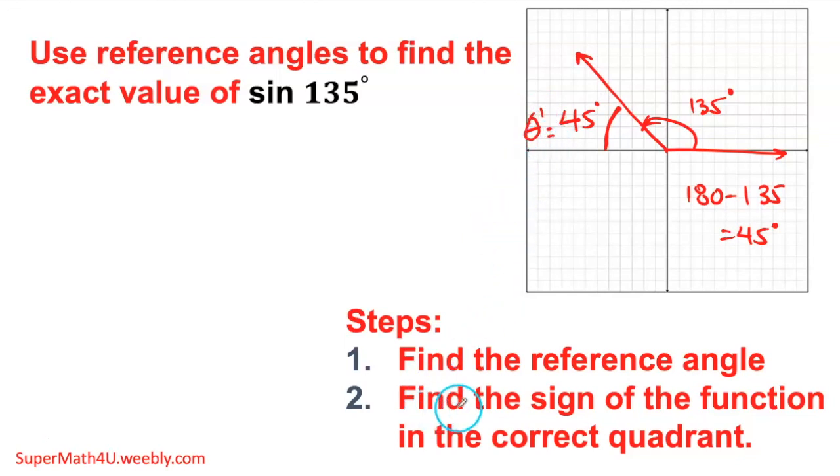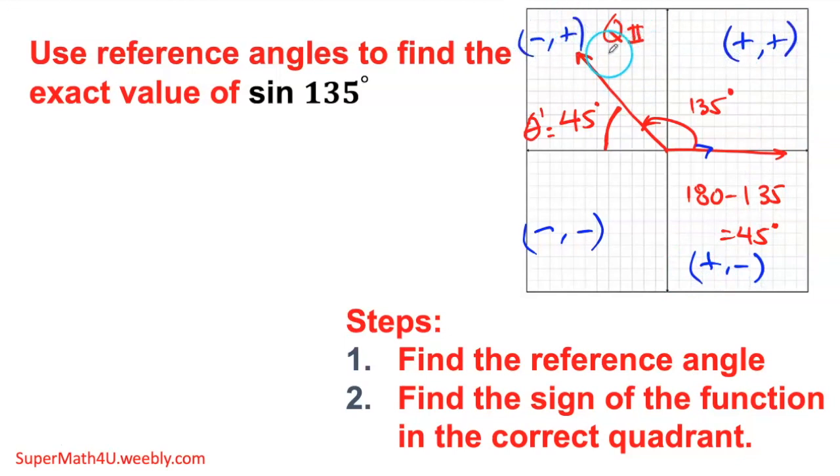Got it. Second, find the sign of the function in the correct quadrant. So this is Q2. Q1, x is positive, y is positive. Q2, x is negative, y is positive. Q3, x goes to the left, so it's negative, and y is negative because it goes down, right? Q4, my x is positive, and my y goes down, so it's negative. So those are the signs of the four quadrants. Keep that in mind. So in my case, Q2, we're talking about the sine, therefore it is the y value. So my sign is positive here.